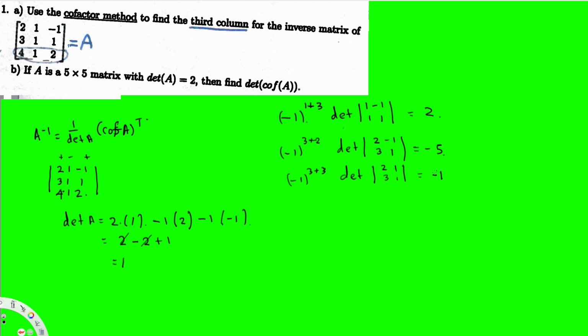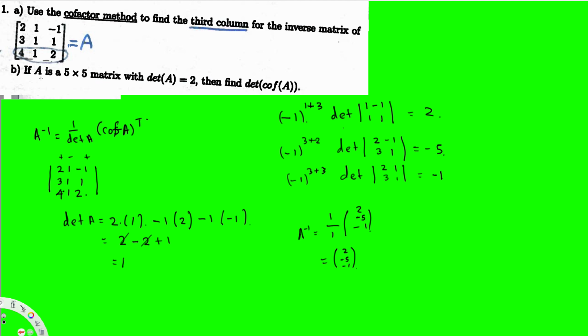Now we have found these values. Now what I have to do is plug into this formula. So A inverse is going to be equal to 1 over 1, since the determinant is 1, so I put 1 over 1 times cofactor A transpose. That's what we have found here: 2, minus 5, minus 1. So if I multiply this one by this one, I will get the same answer. It's going to be 2, minus 5, minus 1, and that's my final answer.